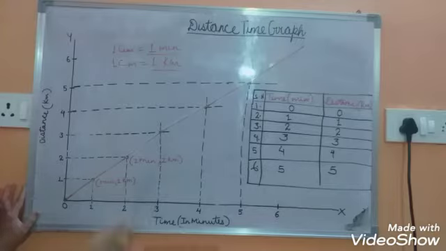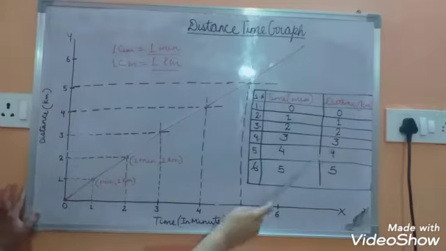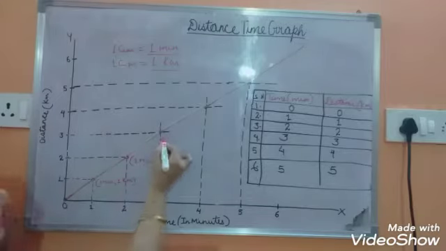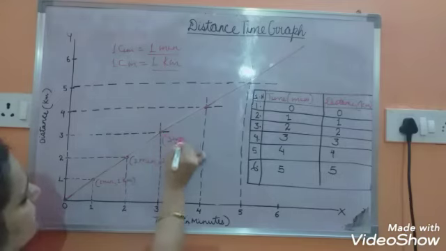In the same way, on the y-axis, the distance is 3 kilometer, so we will find the 3 kilometer, and we will draw a line which is perpendicular to the y-axis at 3 kilometer. Where these two lines intersect each other, we will mark that point, and that point will represent what? That point will represent 3 minutes and 3 kilometers.